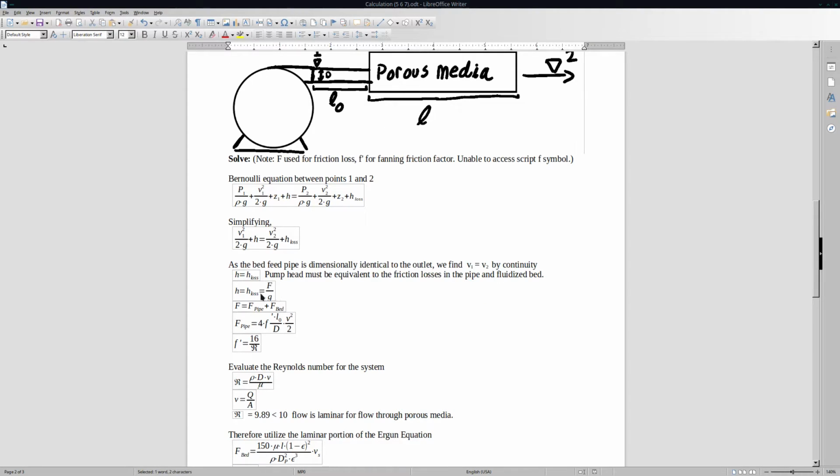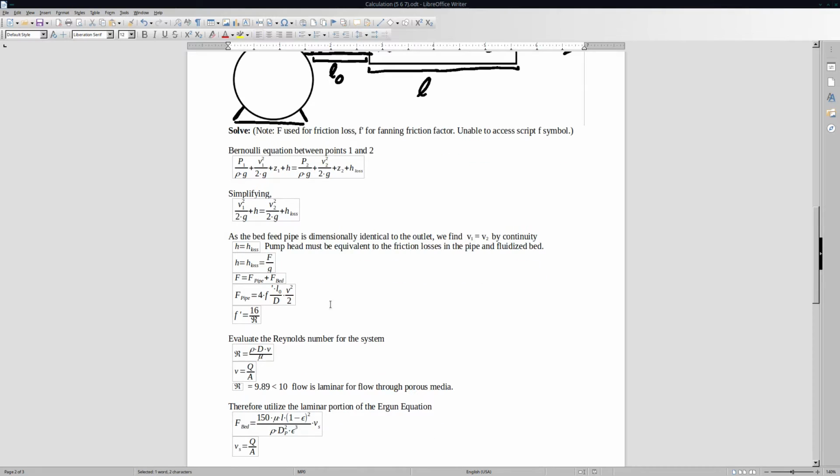And then we can see that the head loss here is going to be equivalent to the friction loss over gravity. So looking at internal fluid flow with friction loss, we're going to be initially, based on the Reynolds number, looking at the laminar portion of that requirement. So when we evaluate that, we find that the Reynolds number for our flow is 9.89, which is less than the requirement for flow through porous media or for other types of fluid flow.